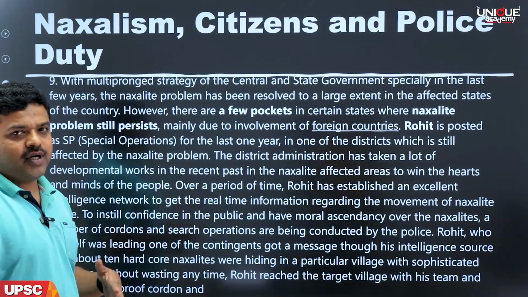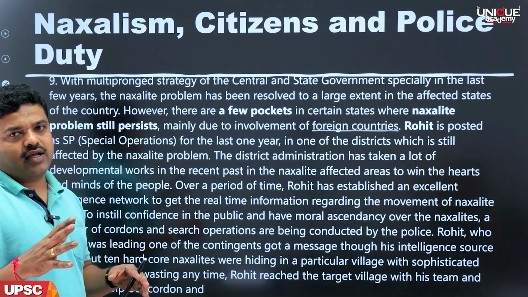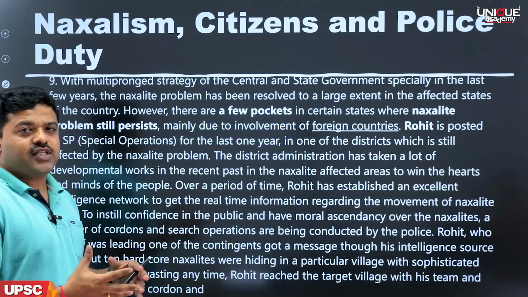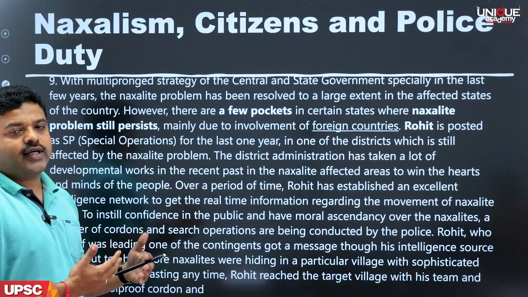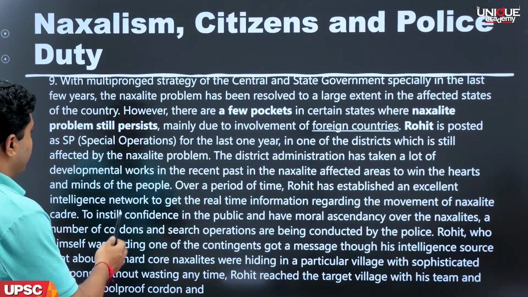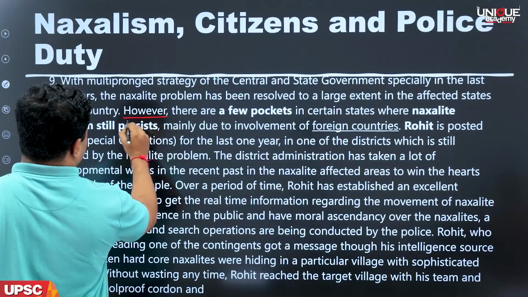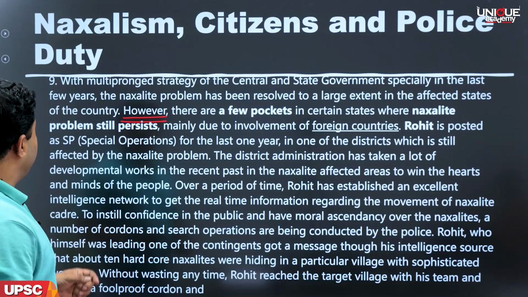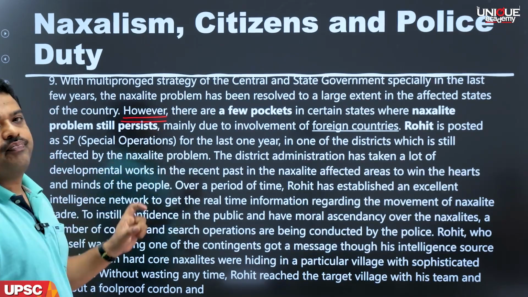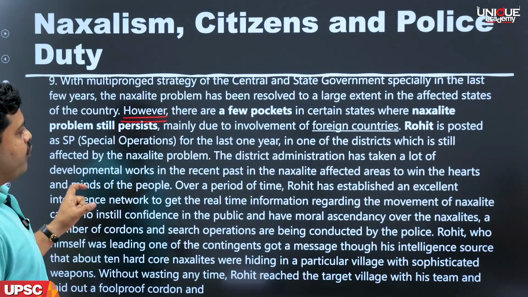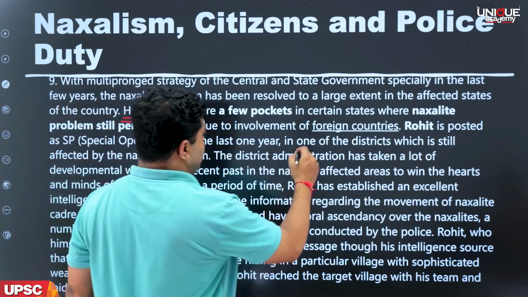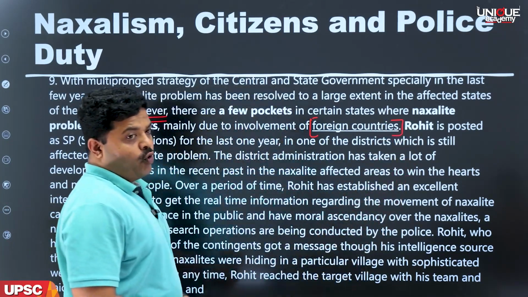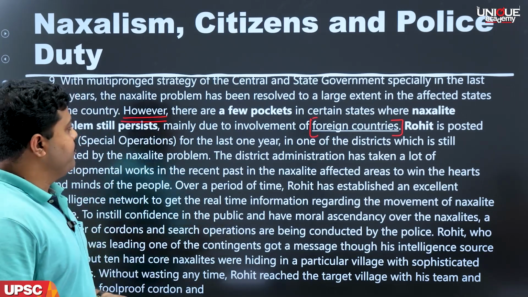So the first statement is telling you something positive, that the government has taken initiative and the result is that in most of the states where the Naxalite problem was there, it has been resolved. However, now there is a contradiction mentioned. There are few pockets in certain states where the Naxalite problem still persists due to involvement of foreign countries. So again, another stakeholder is there. Foreign countries which are supporting and encouraging Naxalites.